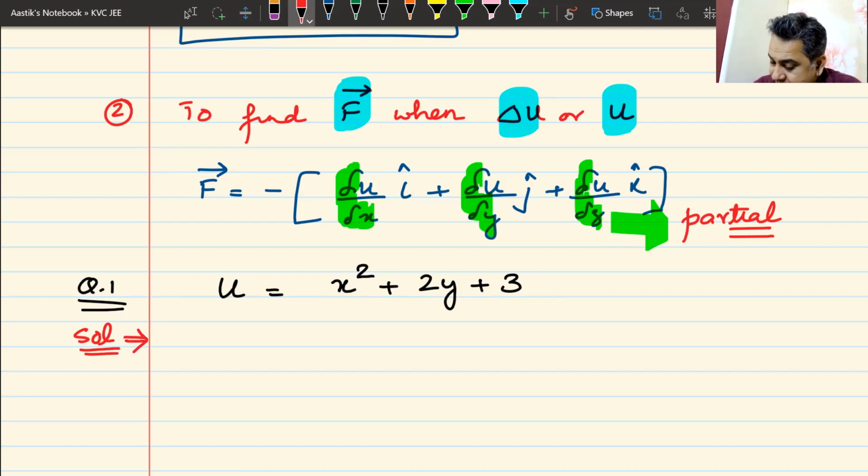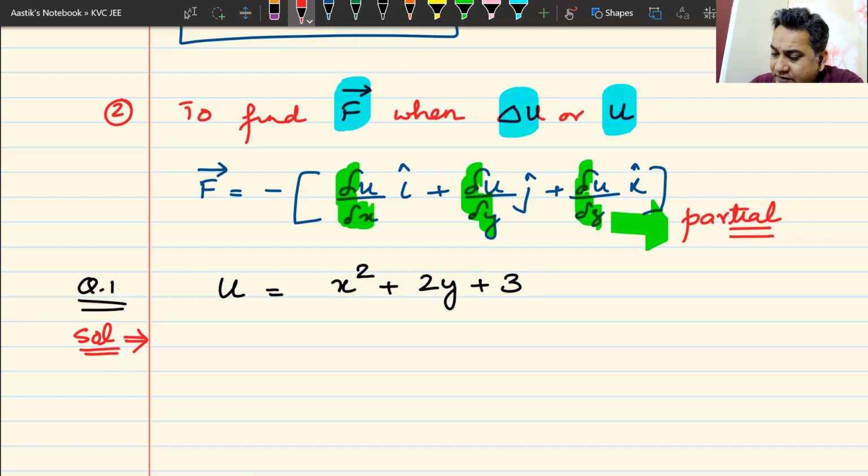Yes, beta. 2x i cap plus 2j cap. Have you forgotten something? Minus. You have forgotten the minus thing, right? So now tell me the correct answer. Minus 2x i cap minus 2j cap. That is correct. Minus 2x i cap minus 2j cap. That is the answer.